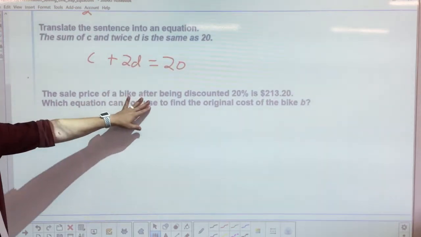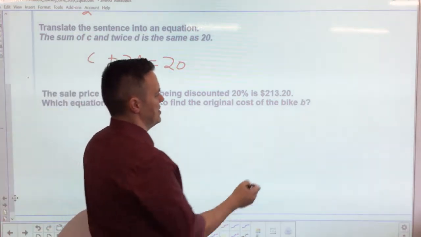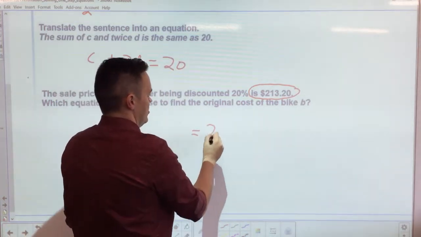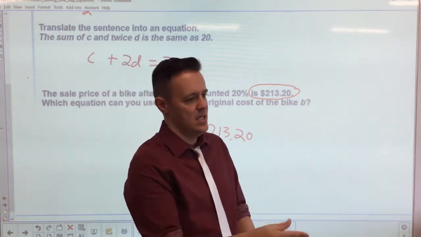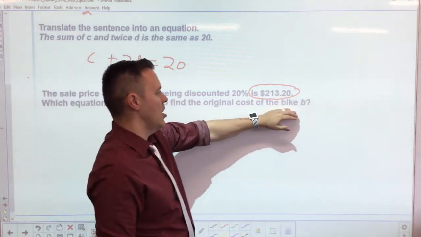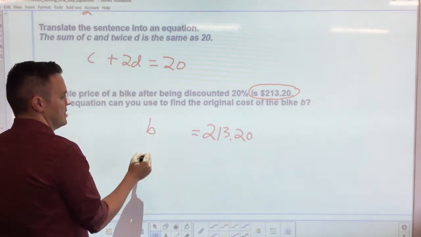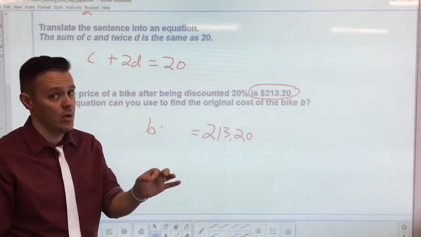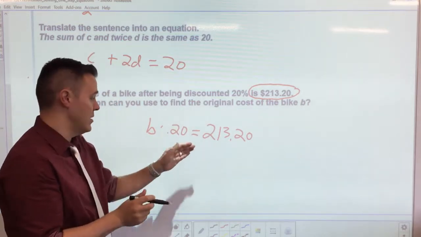The sale price of a bike after being discounted 20% is $213.20. When I look at this, ladies and gentlemen, this pops out to me right here: "is" always equals $213.20. All right? In your brain, please remember, if you see "is," it means equals, so write an equal sign down and go. Write an equation where you can find the original cost of the bike, B. So if I know this is over here, the original cost is over here somewhere, and if I multiply that by 20% or 0.20, ladies and gentlemen, I would have the original cost of the bike.